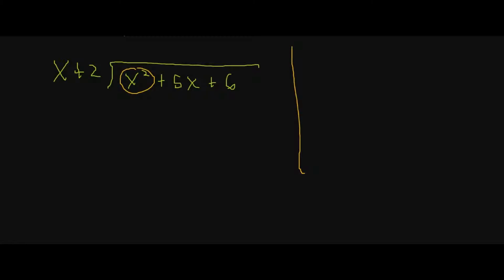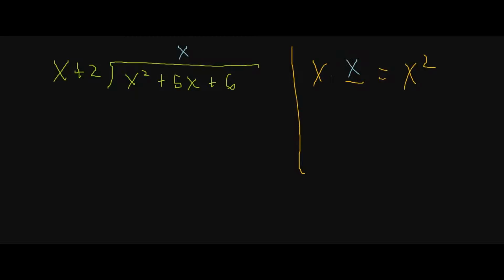So we set this up with long division. We're going to get x plus 2, and underneath here x squared plus 5x plus 6. Now we have to ask ourselves, we start off with this first term and this x right there. This x needs to multiply with the number up here to give me this term. So x times what gives me x squared? Well, it has to be x.